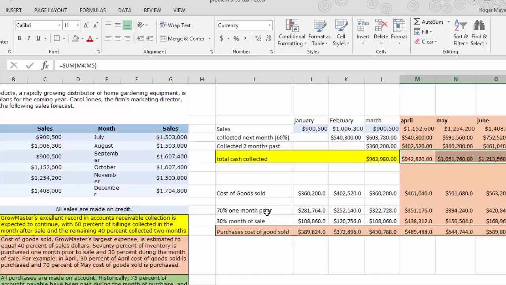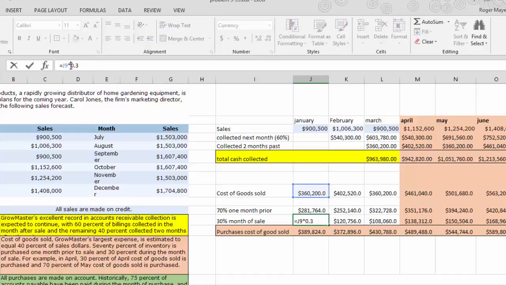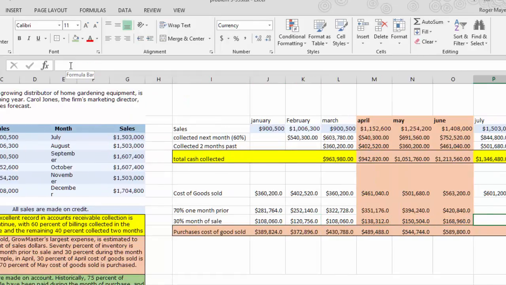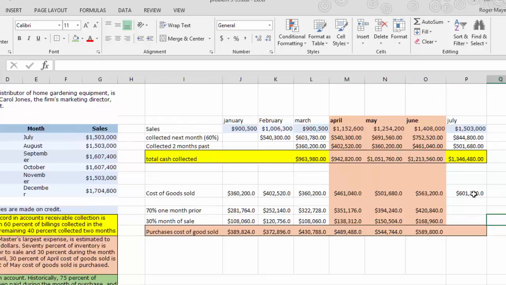What we have here is our 70% and our 30%. With our 70%, essentially what we're saying is that we are looking 1 month prior. So our cost of goods sold are items that we purchased 1 month prior. This is our 30% as of the period. Okay, so we go through this, and this is actually why we need our July number, because our July number is going to be coming forward.